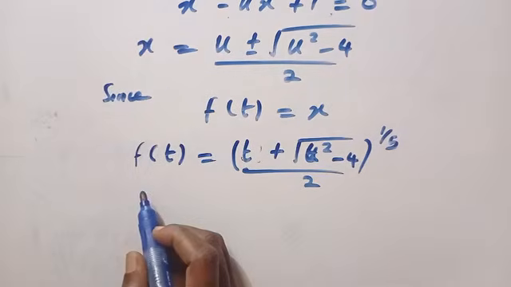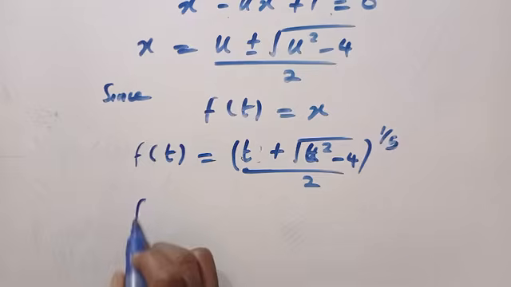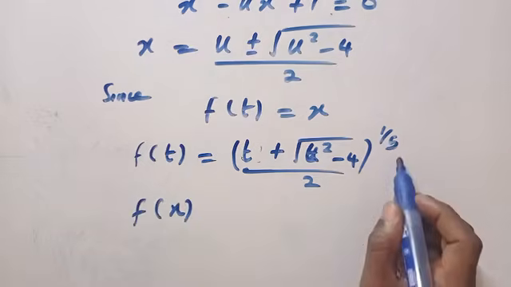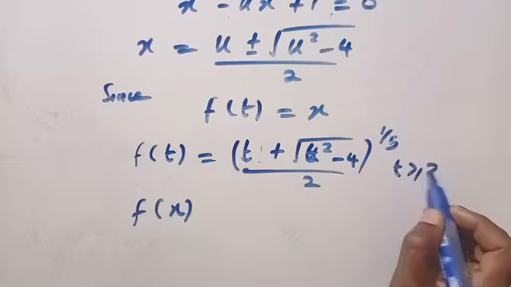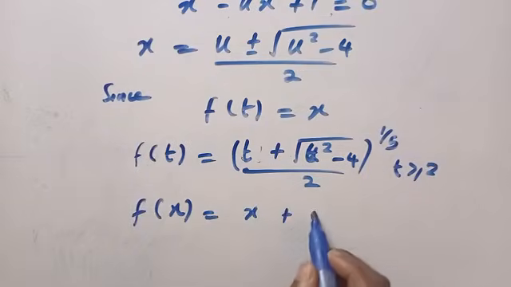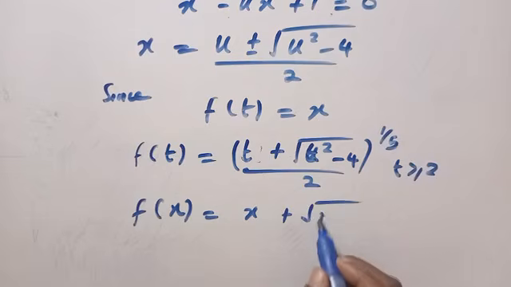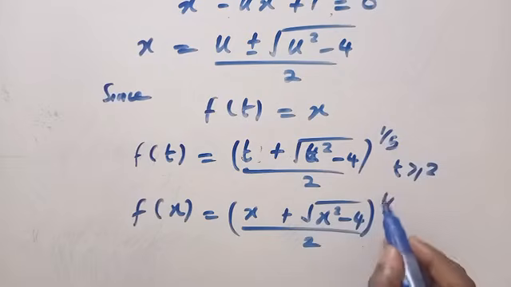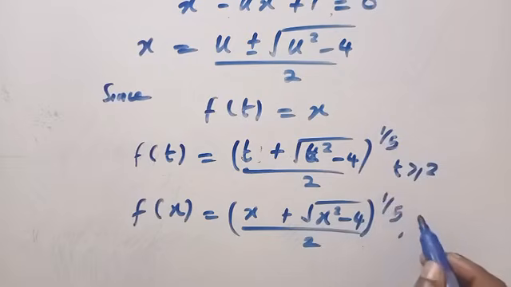So by changing this t to x, we have f of x, and here x is greater than or equal to 2. Therefore f of x is x plus the square root of x squared minus 4 divided by 2, all raised to power of 1 over 5, with x greater than or equal to 2.